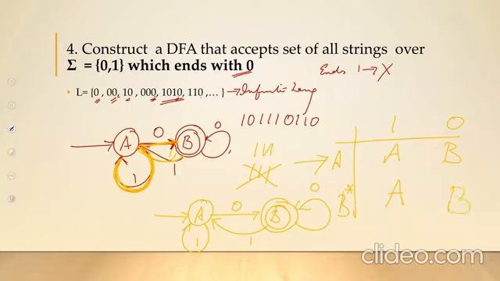Yeah. Am I correct? A on 1, I reach an A. Yeah. A on 0, I reach a B. B on 1, I reach an A, and B on 0, I reach a B. Yeah. This is my state transition table.